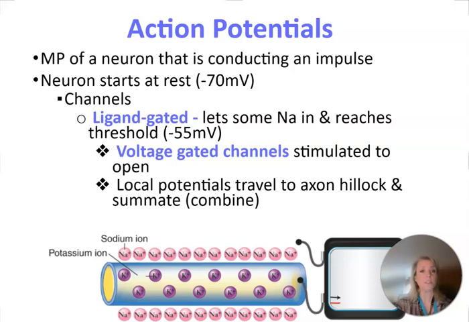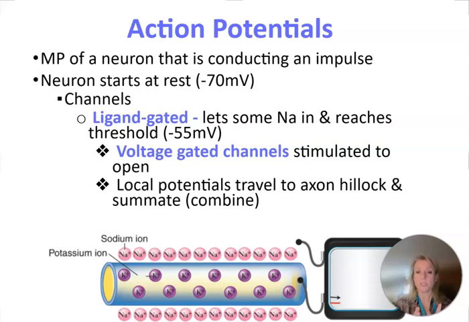Our channels are ligand gated, which means a neurotransmitter is going to come bind to a channel on the surface of our neuron's dendrite. If it's excitatory, it's going to allow some sodium to flow in. And if enough sodium flows in to become more positive, then it's going to cause other areas of the cell membrane to become more positive as well. That's going to cause voltage gated channels to open, and now we're going to get a lot of sodium coming into the cell.